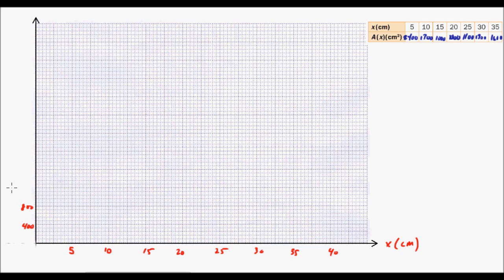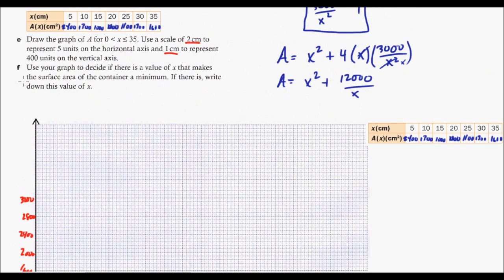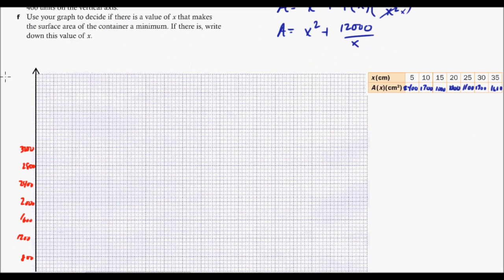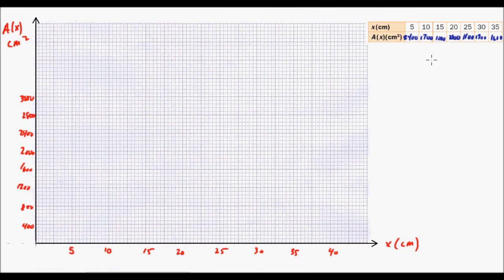Okay, sorry, this is a little hard to see. 1,200, 1,600, 2,000, 2,400, 2,800. I think that's all we need. 3,200. Okay, and what's this? It's A of x in centimeters squared. So A of x, and that's centimeters squared. So that's the area.